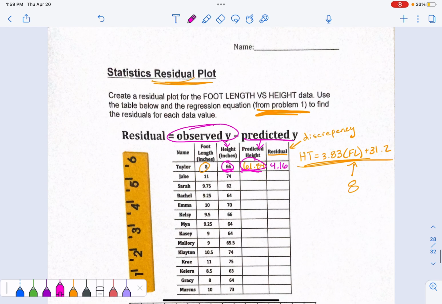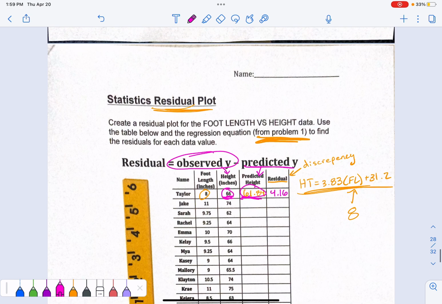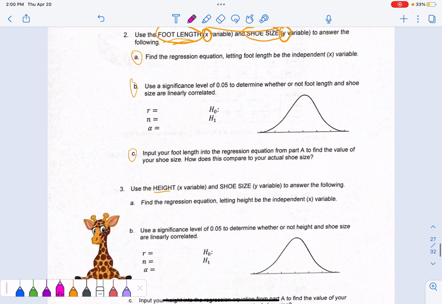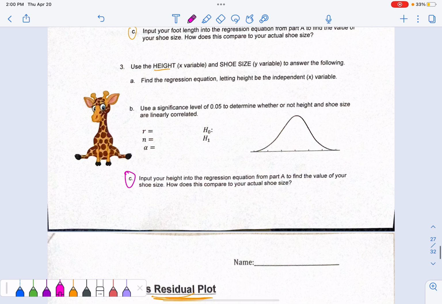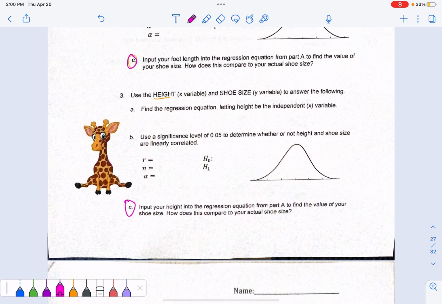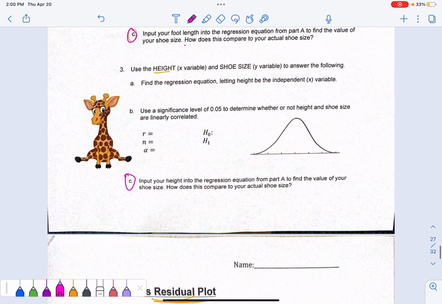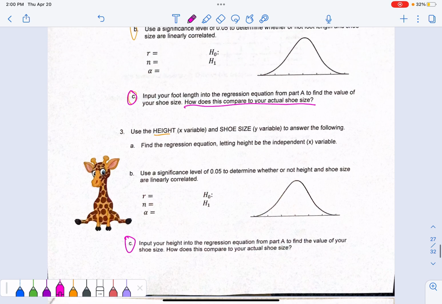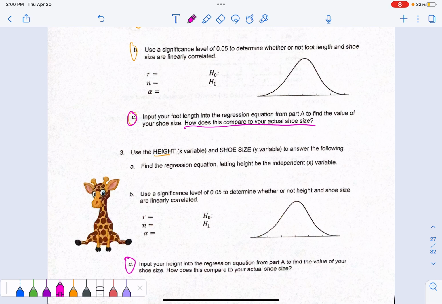So that's the backside. I hope that all made kind of sense. If not, help each other, but make sure that on each part C, you are plugging in your own data and spitting your own data out and writing a sentence to compare how it actually compares to what you actually had. Okay? All right, that should do it.